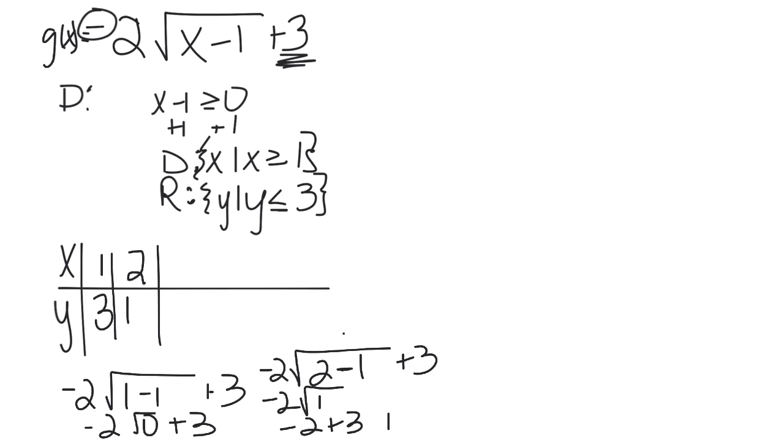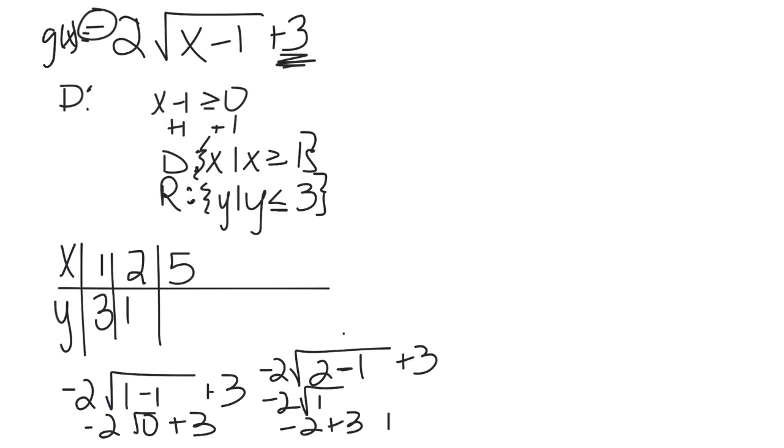And then the next one, if I plug in 3 minus 1, that gives me 2. That's not a perfect square, so we'll skip 3. 4 minus 1 is 3. That's not a perfect square, so we'll skip 4. And how about 5 minus 1?